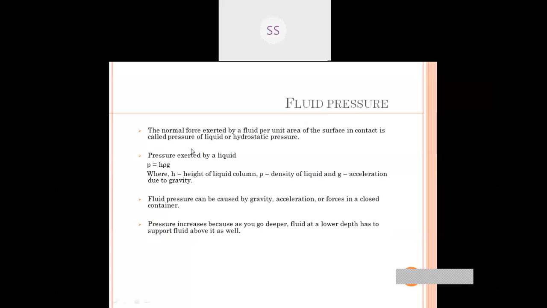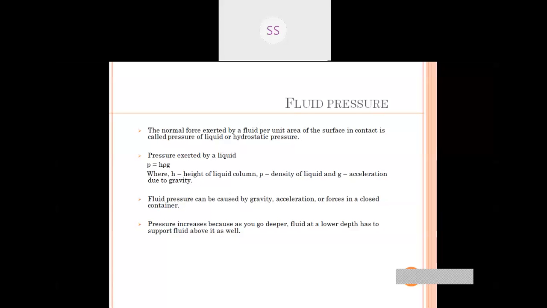Okay, next property is fluid pressure. The definition is the same as thrust. The normal force exerted by a fluid per unit area on the surface of contact is called the pressure. But pressure is downward. The formula for calculating pressure is P equal to h rho g.